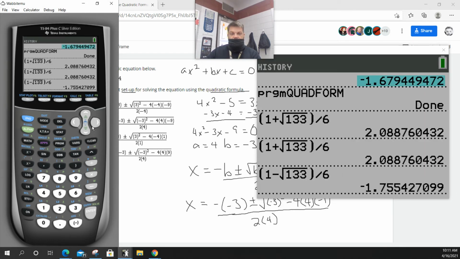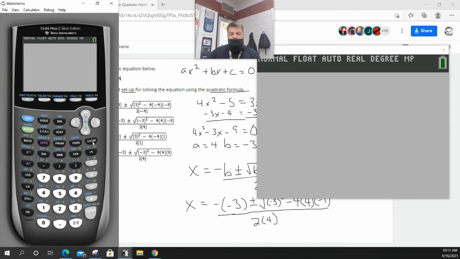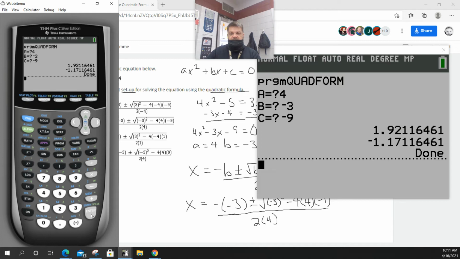Clear out the screen. Hit program. Quadratic formula. A was 4. B was negative 3. And C was negative 9. I get these crazy decimals. Whoo! All right, so let me flex my calculator skills.